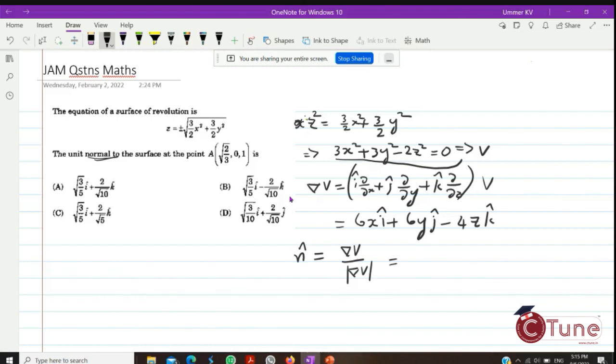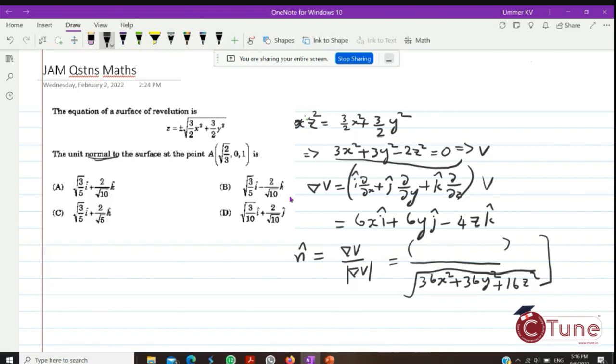So we can find out del v, which we already found, and write it in the numerator. In the denominator, modulus of del v is the square root of del v dot del v, right? So that will be the square root of 36x square plus 36y square plus 16z square. So this is the normal vector. On the top, what it is: 6x i cap plus 6y j cap minus 4z k cap. So look at the question: we want to find out the normal at this point.